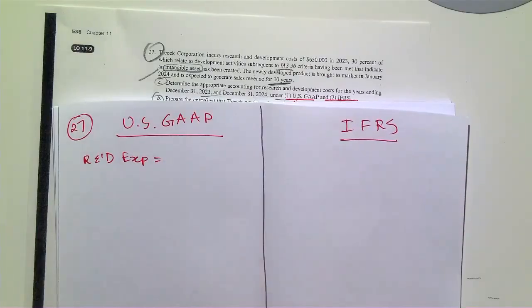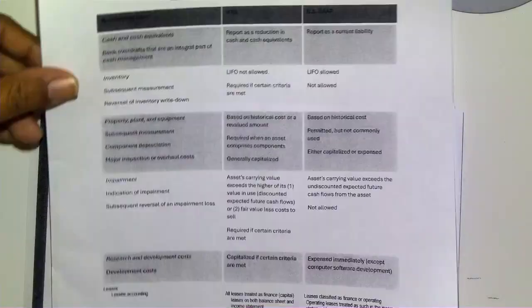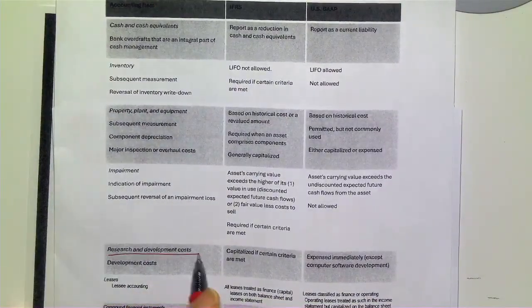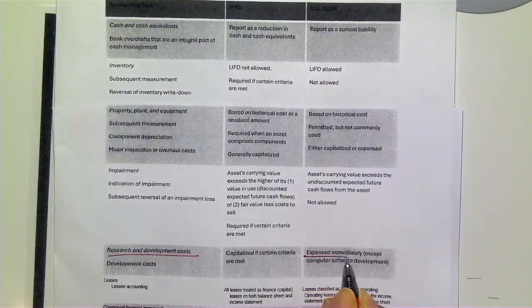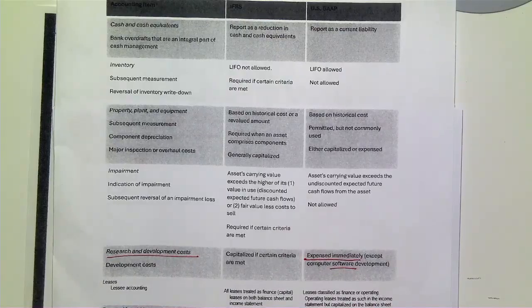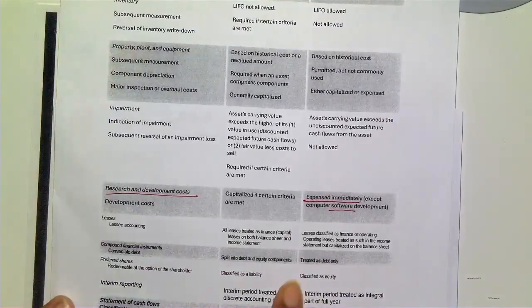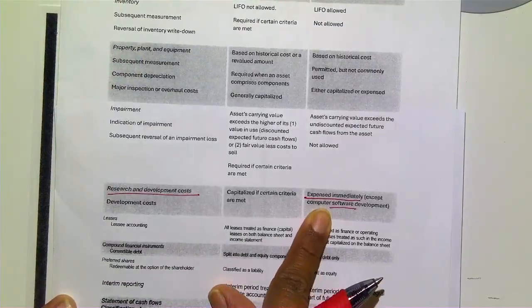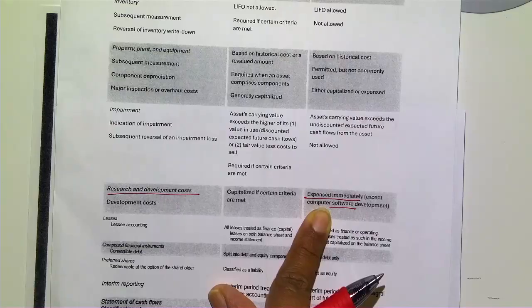Look at the cheat sheet. What did it say? You see here, R&D: expense immediately except some computer software. So we assume it's not computer software, so the entire amount they will expense. The entire amount they will call R&D expense.